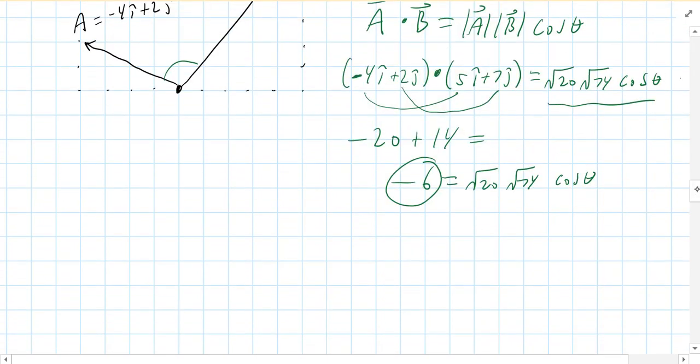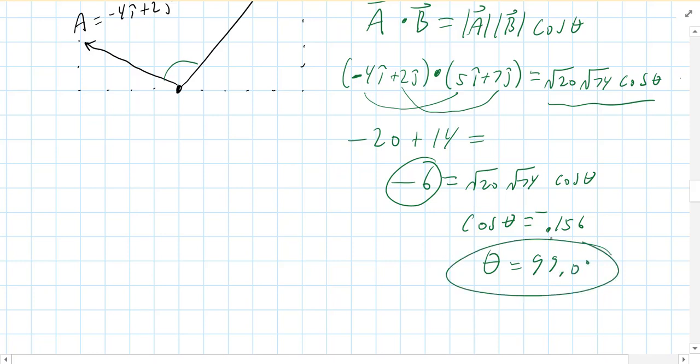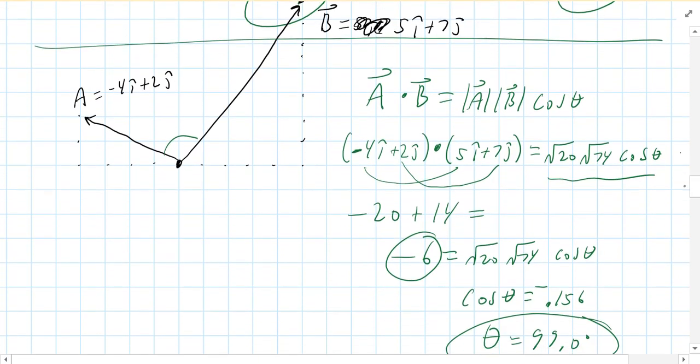And I did this out in my calculator. If you take negative 6 divided by root 20 divided by root 74, I get cosine of the angle. I got negative 0.156 roughly. And then the angle, I got about 99.0 degrees. So just over 90 degrees, okay? So that's a way in math they would have you use dot product to just straight up find an angle or something like that, okay?